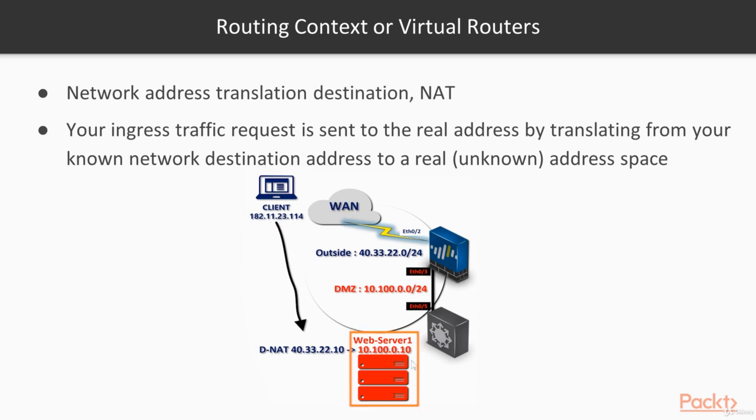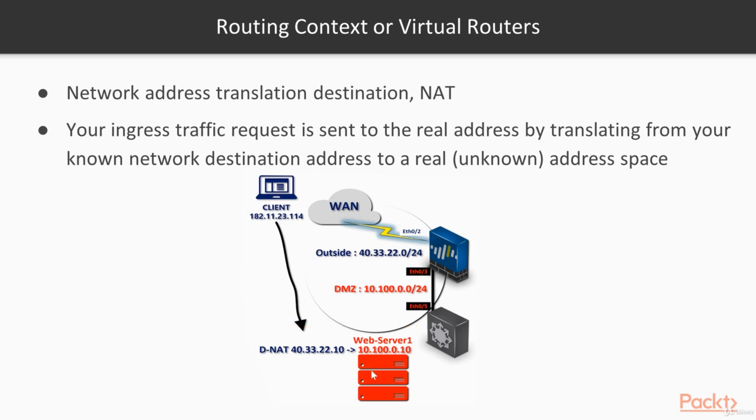We have a web server that is sitting on the DMZ. This network cannot reach my client because it's on the outside. Private address spaces are not routable to the outside, in this case to the internet. So we need to perform a destination NAT in order for this client to reach this particular server because it's hosting an application publicly available.